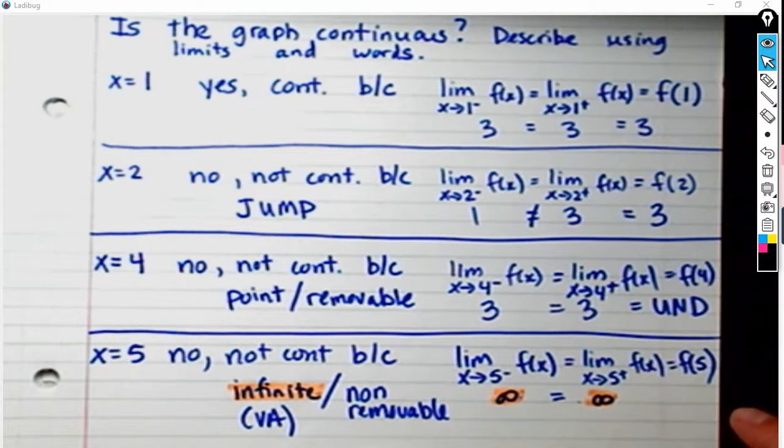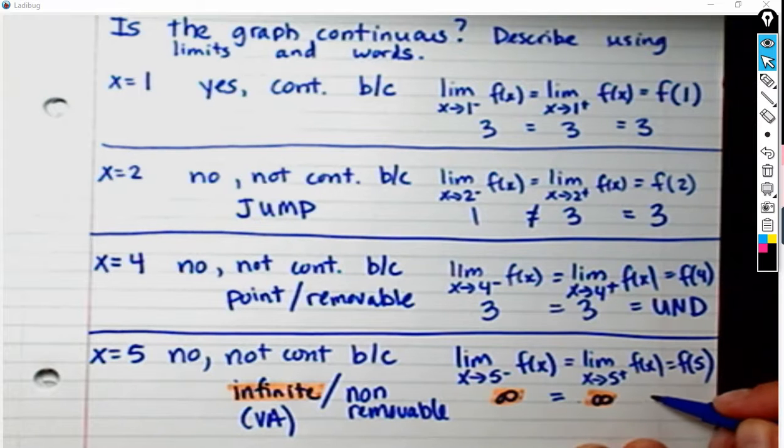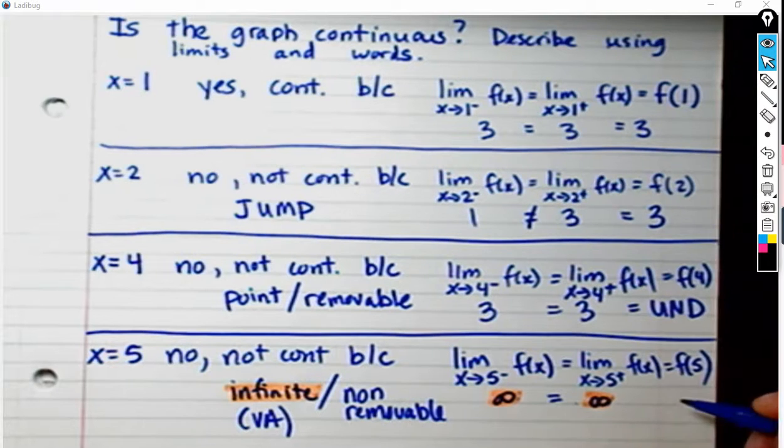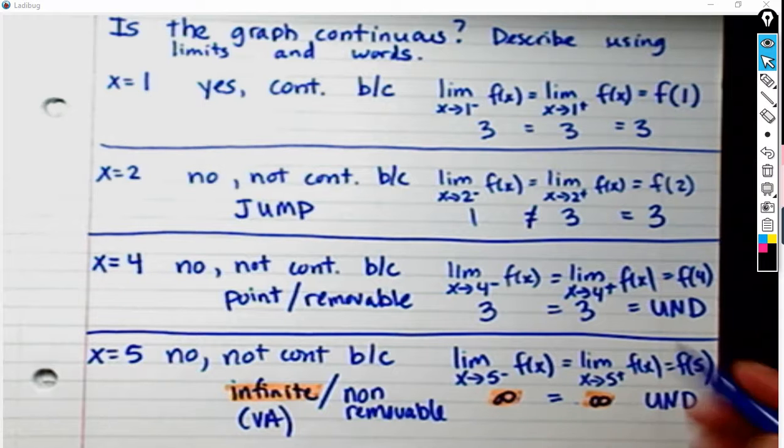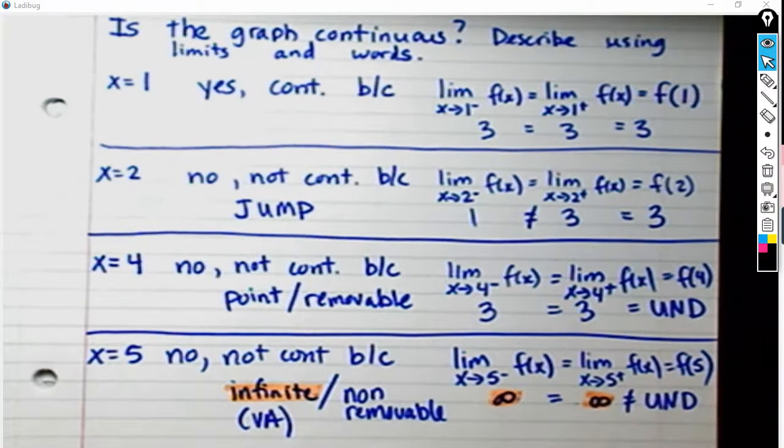Okay, and f of 5. Zeta, f of 5 is? It is a vertical asymptote, so there is no point there. This last piece is asking about the point on the graph, and there's no point, so we say undefined. Whew, okay.